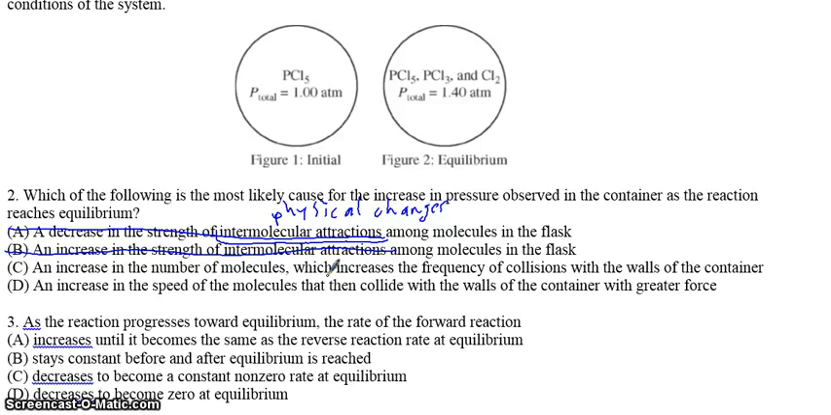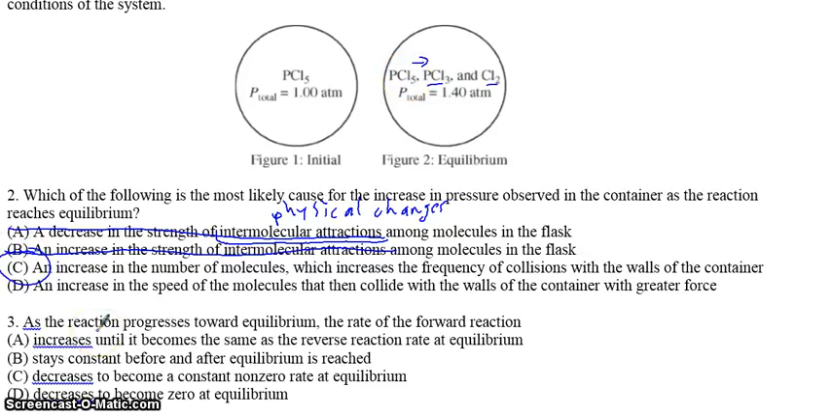We have an increase in the number of molecules, which increases the frequency of collisions with the walls of the container. We do have an increase in the number of molecules. We're increasing both these products because the reaction shows we have 2 times more gases than we have reactants. And that's why C would be the correct answer.